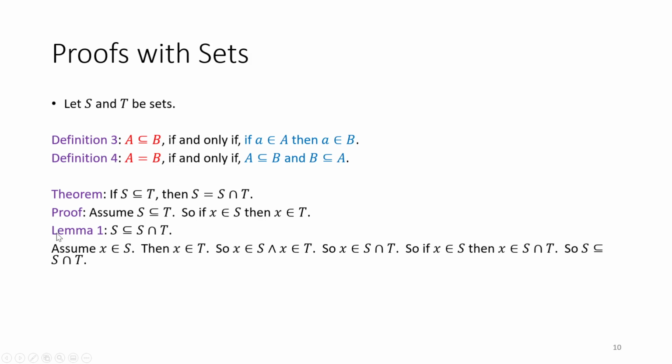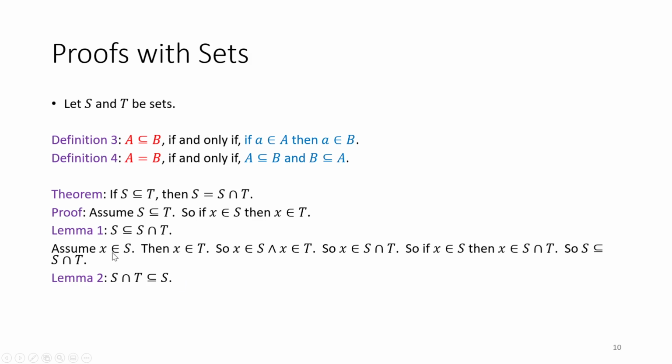Okay, so we got this lemma all in one direction. This is one direction showing S is a subset of S intersect T. We now need to go the other direction, show that S intersect T is a subset of S. And once we have both of those directions, we get A equals B for free. Okay, so we'll continue. We now want to go the other direction. S intersect T is a subset of S, right?